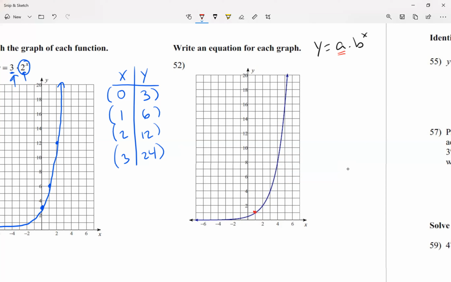And I see this point. Any point that I see, the coordinates of that one are 1, 1. That is that point. I'm going to use that. Now, I'm going to use the function y equals a times b to the x, because my point is 1, 1. I'm going to use 1 for the x value and 1 for the y value. Let me rewrite this. So I have 1 is equal to a times b to the 1. That's basically 1 is equal to a times b.